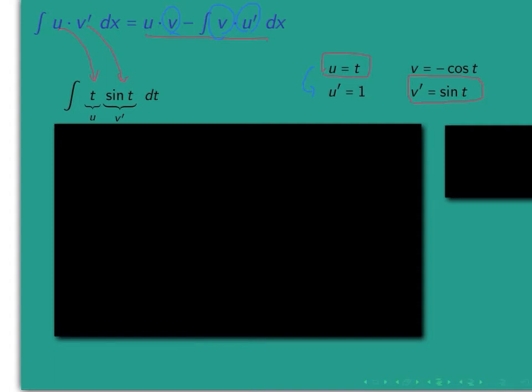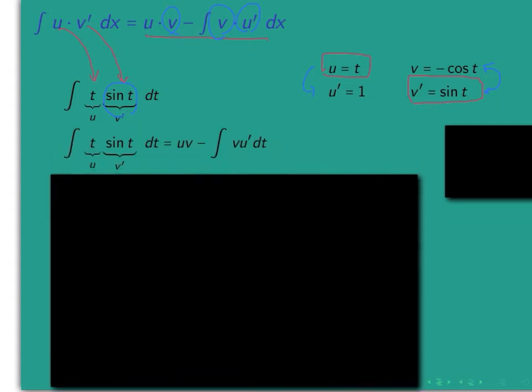And then as far as v goes, notice that what we've identified is v prime. So this is v prime here, and from that I need to determine v. So that is, I need to find an antiderivative for v prime. Well, an antiderivative for sine of t is minus cosine of t. Okay, so I've done this preparatory work on the side, and I have expressions for u and for u prime and for v and v prime. So I'm going to take all of these functions and simply plug them into the formula.